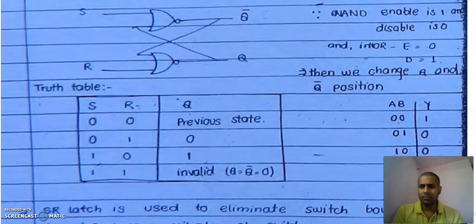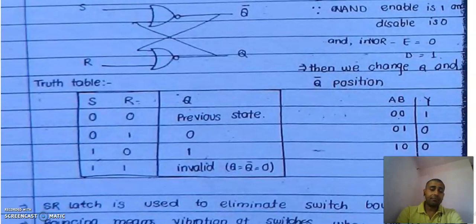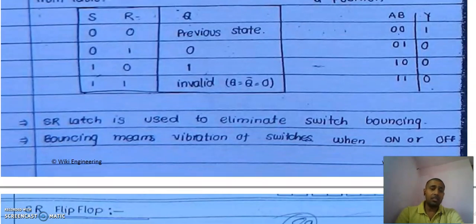Most of the time we see that most students remember only this truth table using the NOR gate, but it is very different and just opposite in the case of SR latch using the NAND gate. Okay, so we have covered the SR latch using the NAND gate and NOR gate, and now we see where it is used. So SR latch is used to eliminate the switch bouncing. Bouncing means vibration of the switch when on or off, and when we go from on to off, that time bouncing occurs, so to provide some delay so that the bouncing is removed.